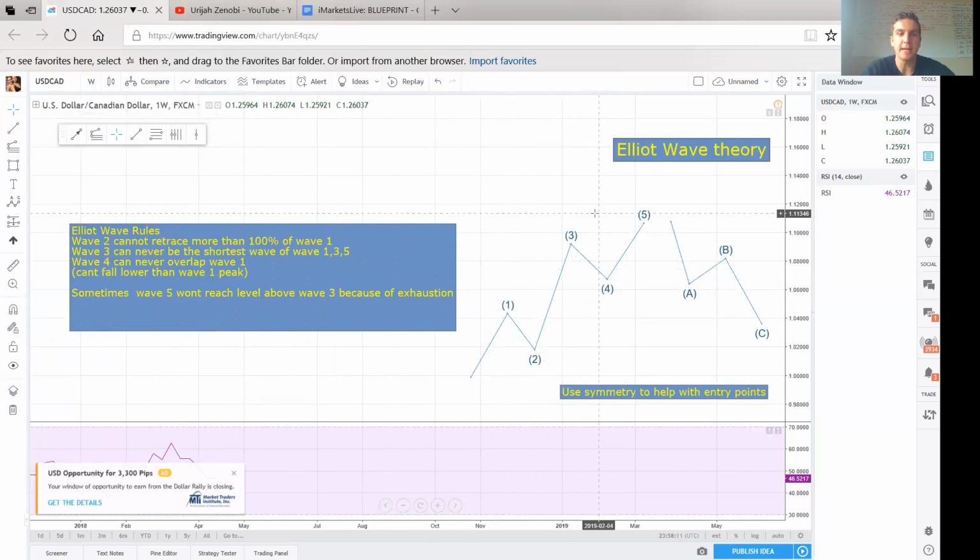Finally, guys, sometimes wave 5 won't reach above wave 3. That just means the trend is completely exhausted. Usually you'll find that when wave 3 is more than 1.62 of wave 1. So if wave 3 is 2.62, which is a huge wave, then you're going to see wave 5 only being the length of maybe wave 1 and not reaching its full potential past wave 3.